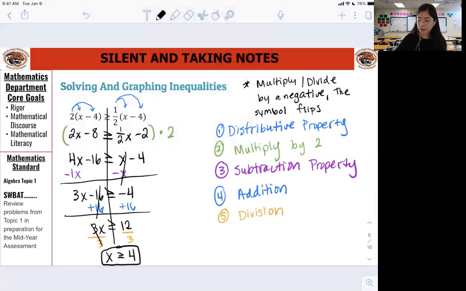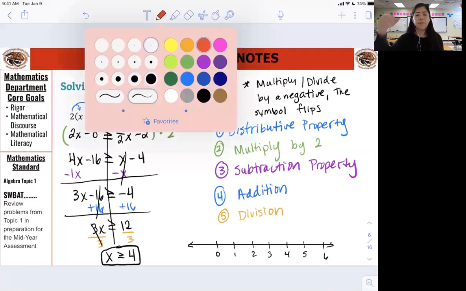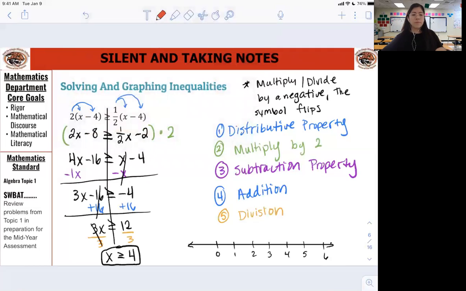And very quickly, we're going to graph this. So remember, when you graph an inequality, you just have a number line. And that number line is going to have a couple of numbers. So I could put 0, 1, 2, 3, 4, 5, and 6. What type of circle should I put down and what number should I put it on? Good, it's going to be a closed circle according to Alyssa.